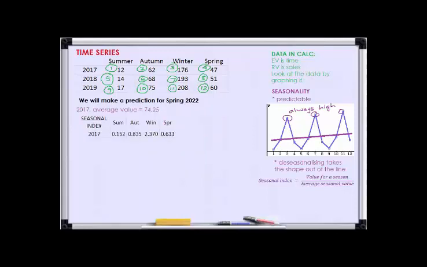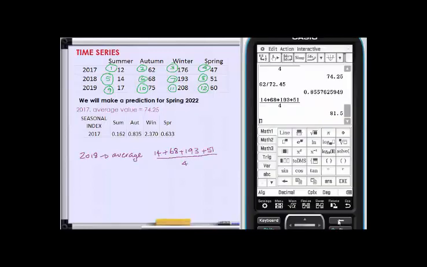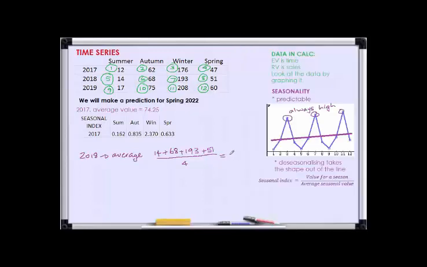And there are my calculations. So now I've worked out the seasonal index for each of the seasons in 2017. I'll then need to work out the seasonal index for each of the seasons in 2018. So again, I'll need to work out the average, which is 14 plus 68 plus 193 plus 51, all over 4. And I can see here that the average is 81.5 for that year.